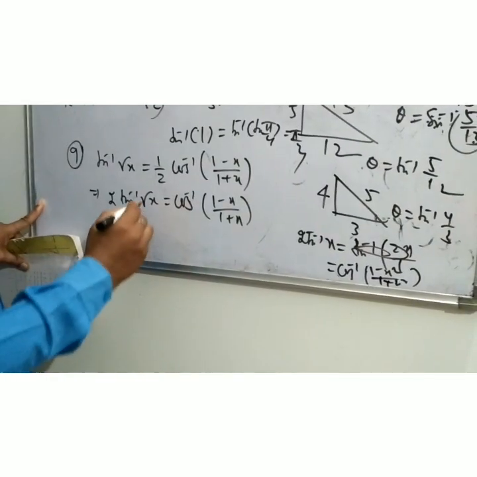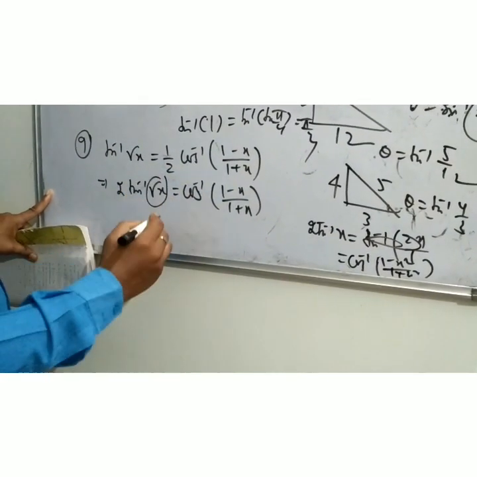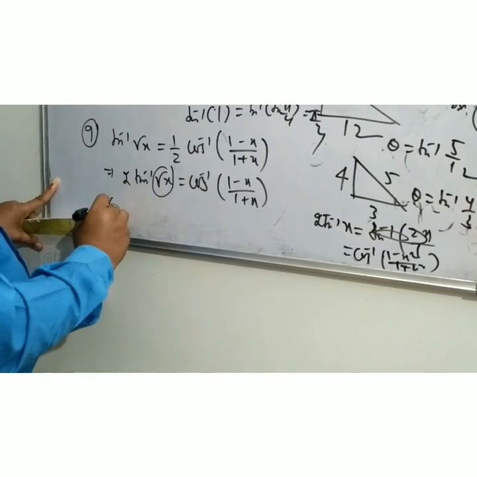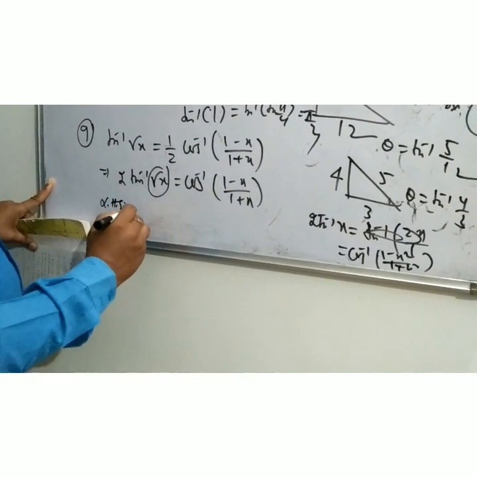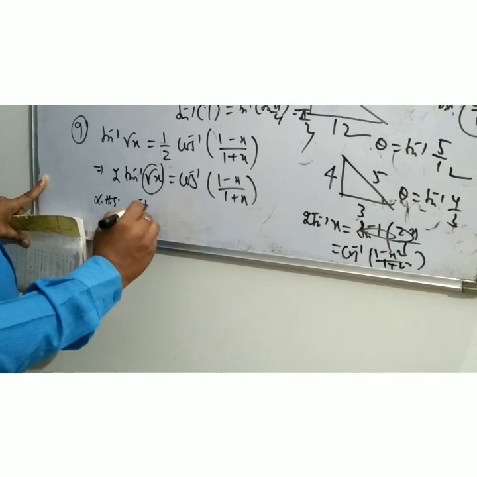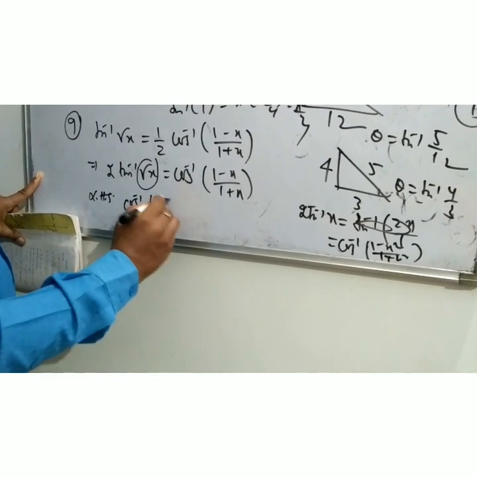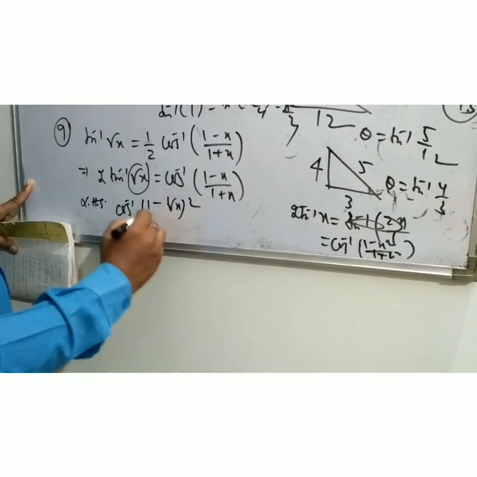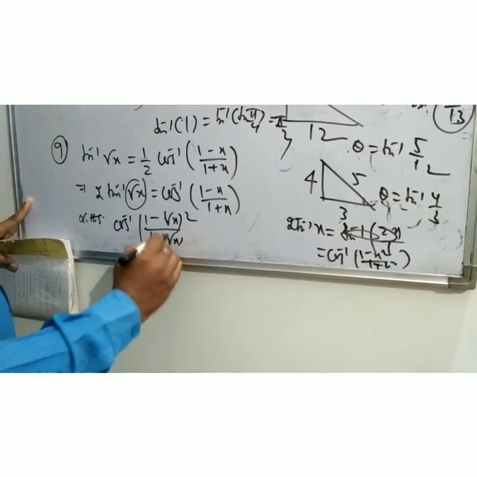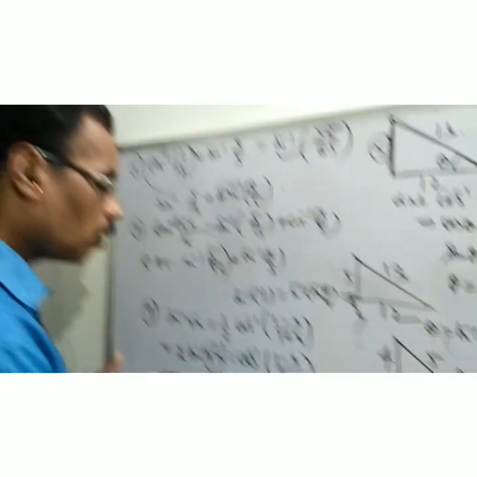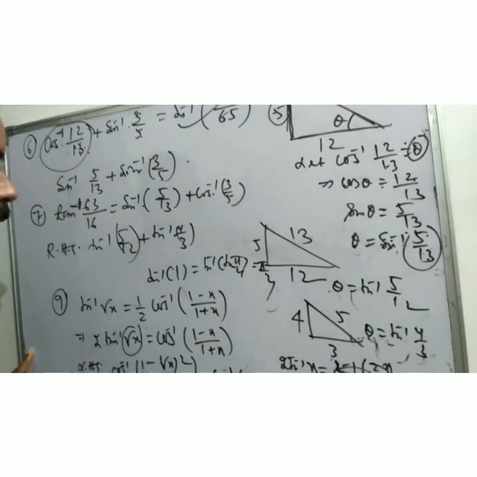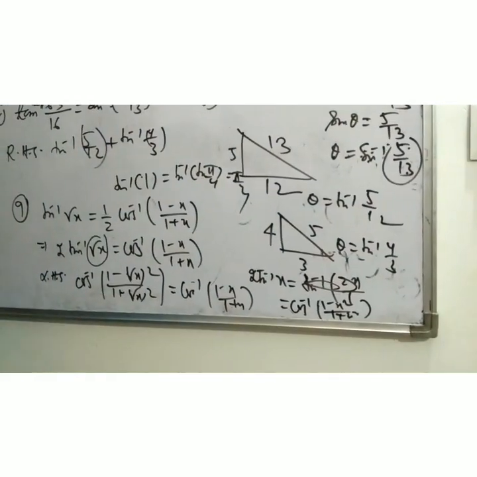So now use it here, where x is root x. The LHS portion can be written as cos inverse of 1 minus root x whole square by 1 plus root x whole square. So easily you will get cos inverse of 1 minus x by 1 plus x.